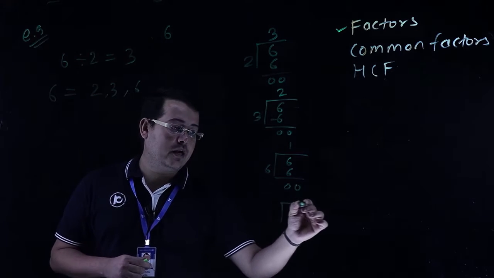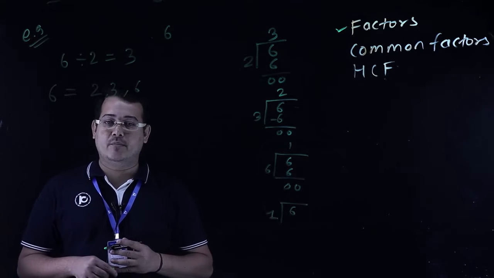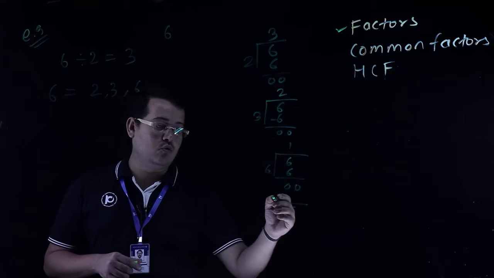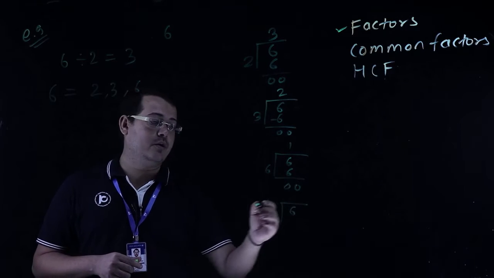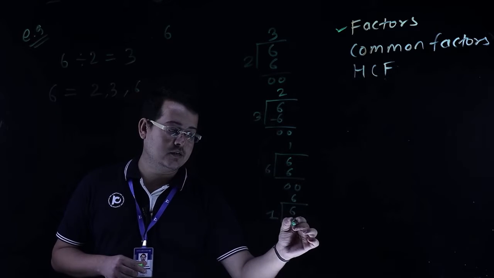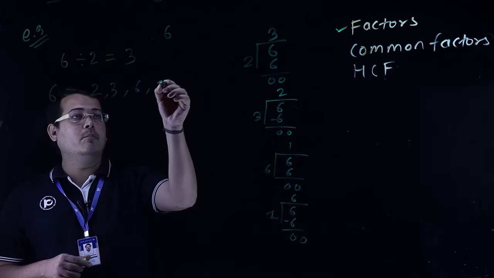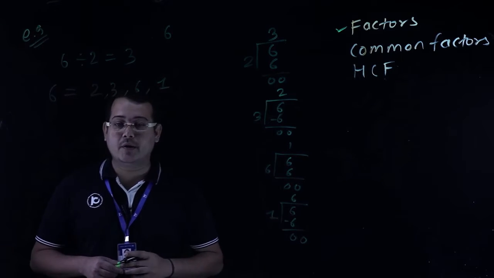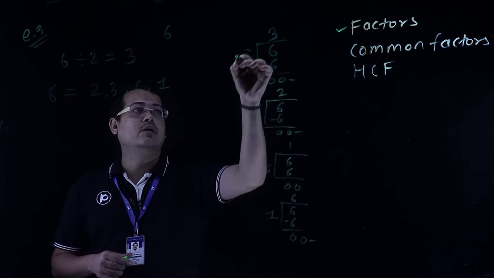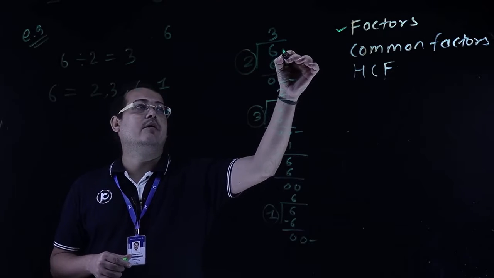Now coming to the last, 1. 1 is a factor of every number because every number can be divided by 1. So 1 is called a factor of every number. 6 divided by 1 is possible. 1 6s are 6. So here also we are not getting any remainder. So a number which divides another number without giving any remainder is called a factor of the given number, and that number was 6.